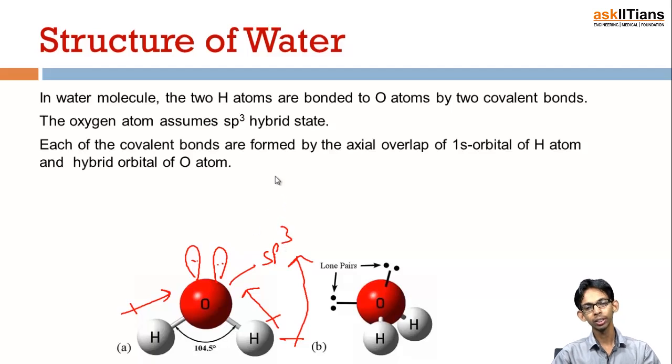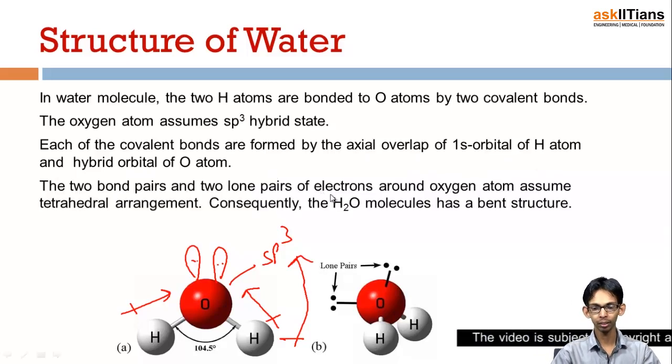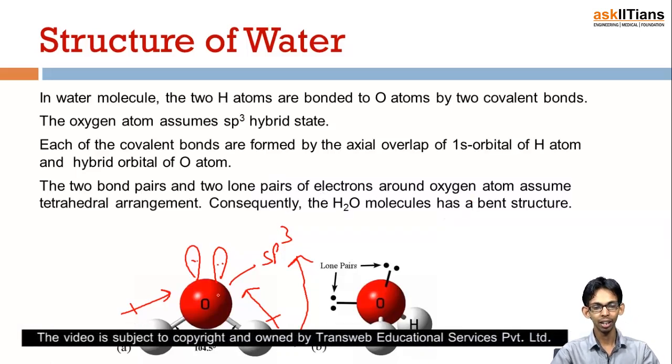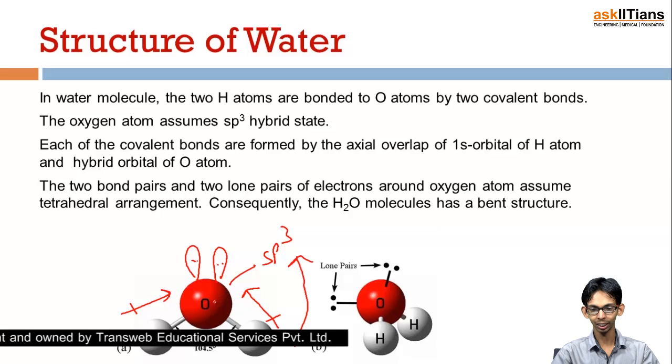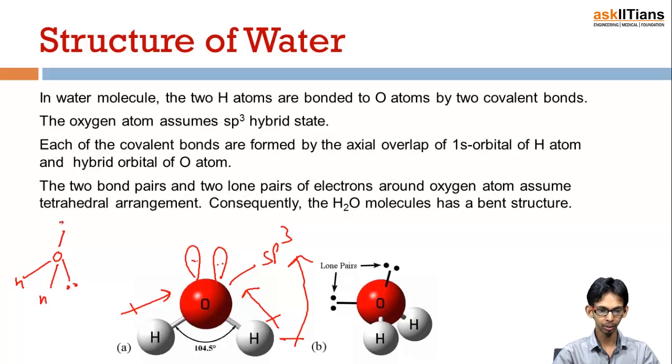Each of the covalent bonds is formed by axial overlap of 1s of hydrogen atoms and hybrid orbitals of the O atom. The 2 bond pairs and 2 lone pairs of electrons around the oxygen atom assume a tetrahedral arrangement. So this is the basic structure actually. Tetrahedral how? So we have an oxygen, then a hydrogen, another hydrogen, then a lone pair, another lone pair. So it is something like tetrahedral geometry.